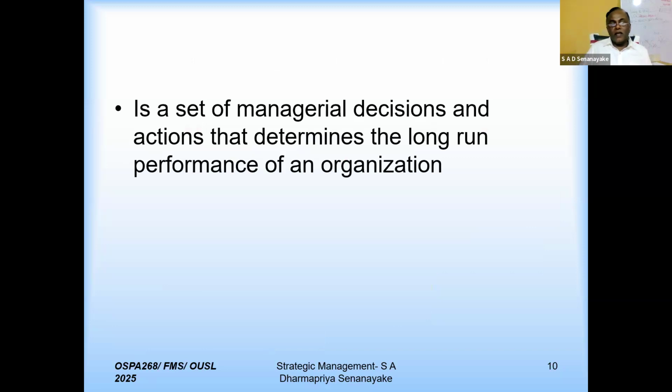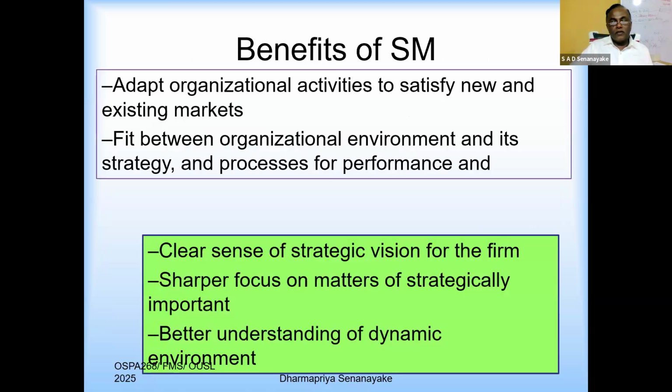So it's simply a set of managerial decisions and actions that determines the long run performance of the organizations. So then, why do certain organizations fail? Why are some doing well? Then we have to see the fit between organizational environment and its strategy and processes for performance. That has to be with a clear sense of strategic vision for the firm, even for the family, even for yourself. Strategic vision. What are we going through and how do we reflect ourselves?